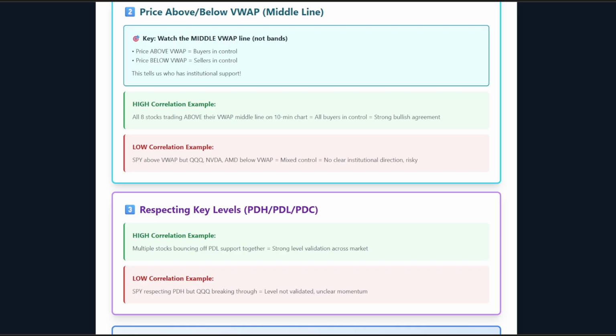Very simple. A low correlation example is if SPY is trading above VWAP, but QQQ is trading below, NVDA is trading below, and AMD is also trading below VWAP. Now that's signaling mixed control. There's no clear institutional direction. Any trade that you're going to take is risky, right? If you're looking to take a long trade, calls, it's risky. If you're looking to take a short trade, it's risky because QQQ and NVIDIA and AMD could flip positive.